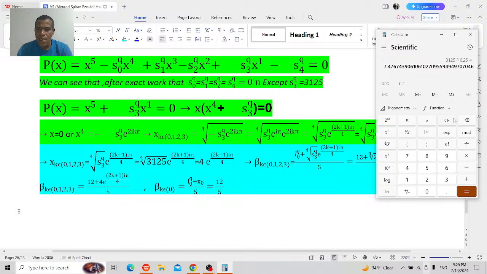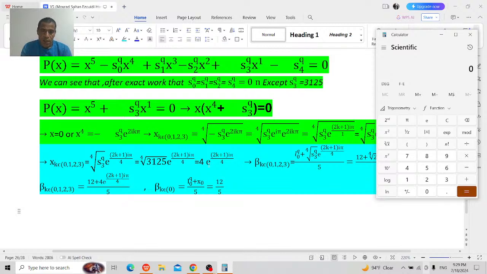The answer can be written in surds. I will leave the answer in surds. It will be the fourth root of 3,125. Let me use the root in parentheses, the root of 3,125.